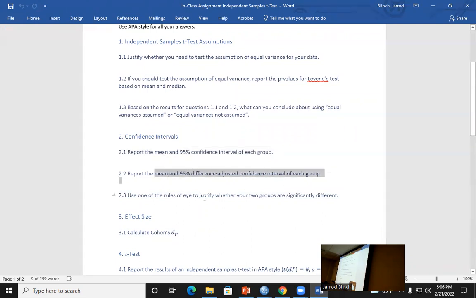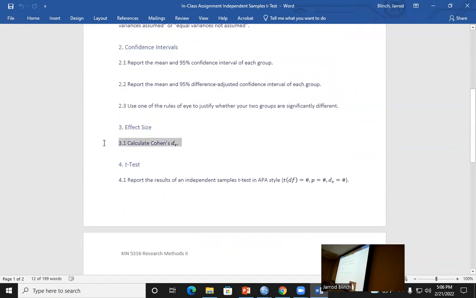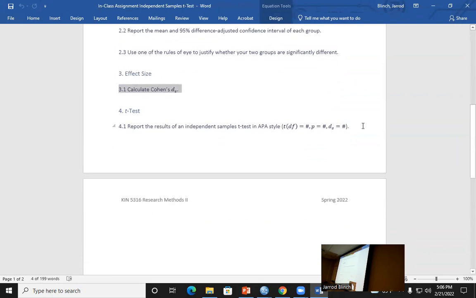I don't ask for the mean difference, but then I do ask you to apply one of the rules of I. So you could do whichever one you wish if you want to use the rule of I for the typical confidence interval or the rule of I for the difference adjusted ones. And then calculate Cohen's d sub s, and then report the statistical results for the t-test on your data.